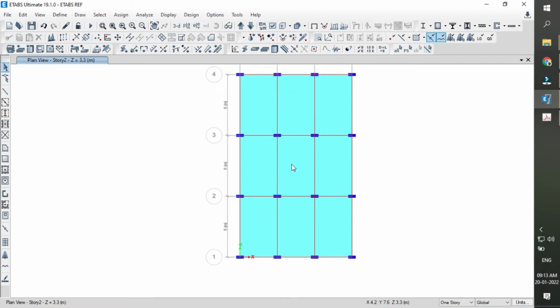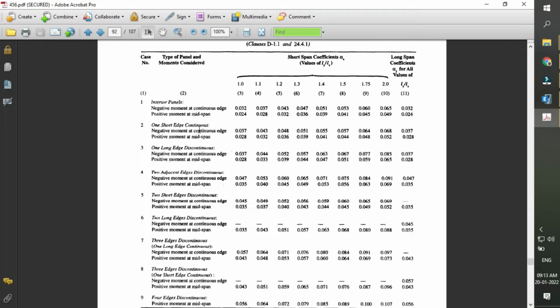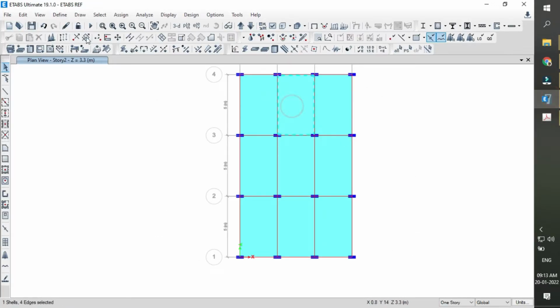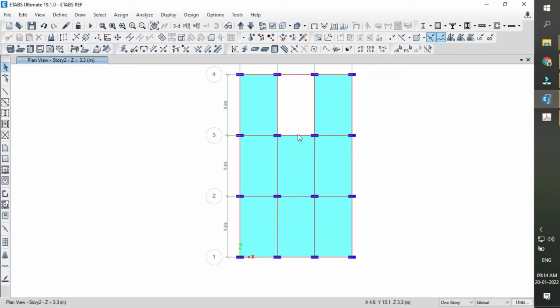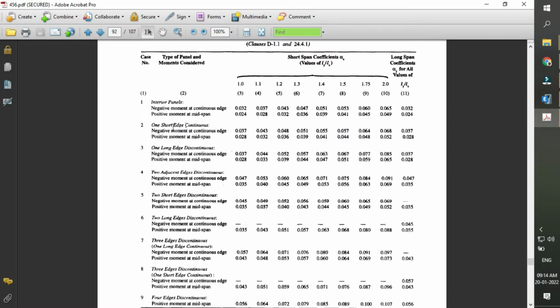In this slab, I will make all 9 cases from this slab itself. So the second case is one short edge discontinuous. By deleting this slab, this slab comes in case number 2, one short edge discontinuous, which means this is one short edge. For this side there is no continuation of slab, but on all other three sides there is continuous slab. So this slab is to be considered for case number 2.